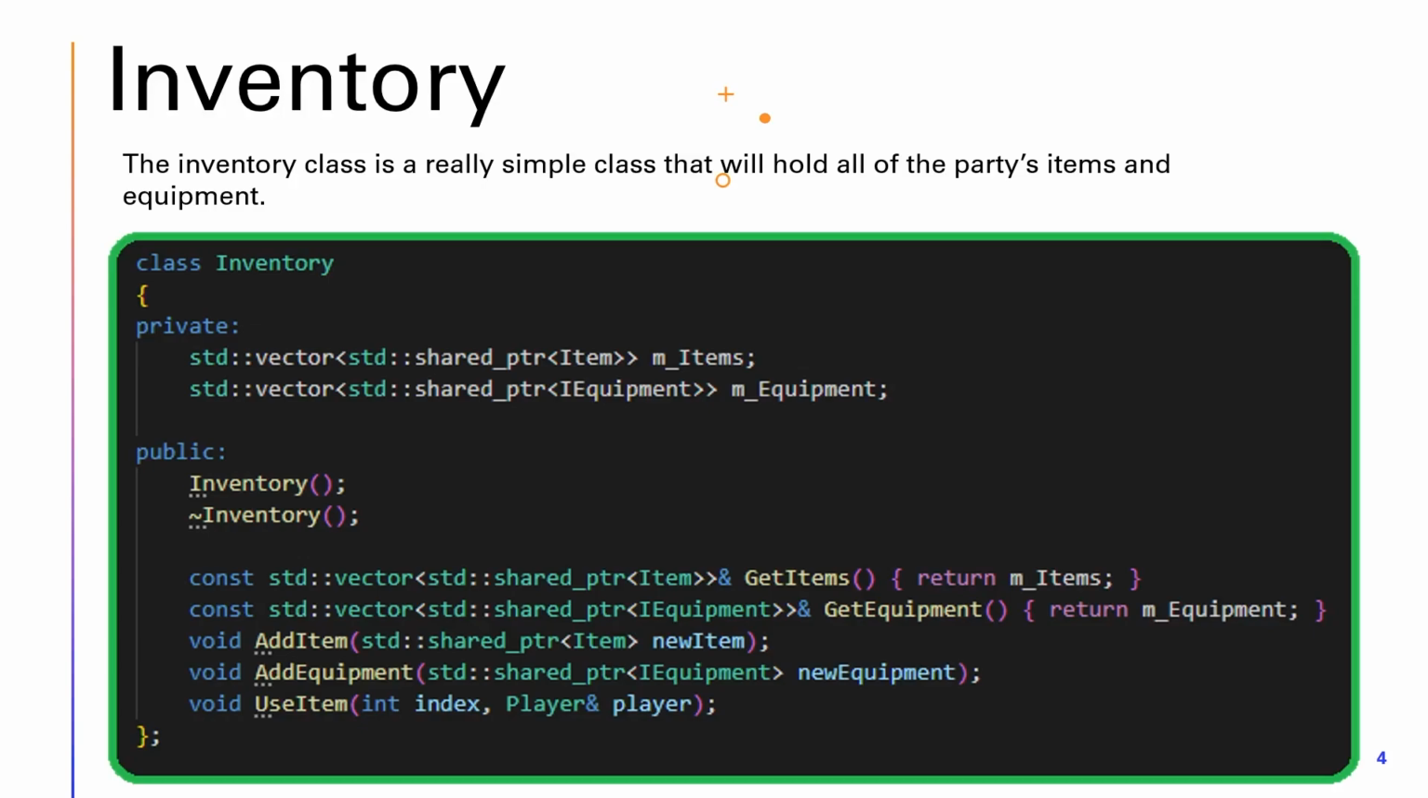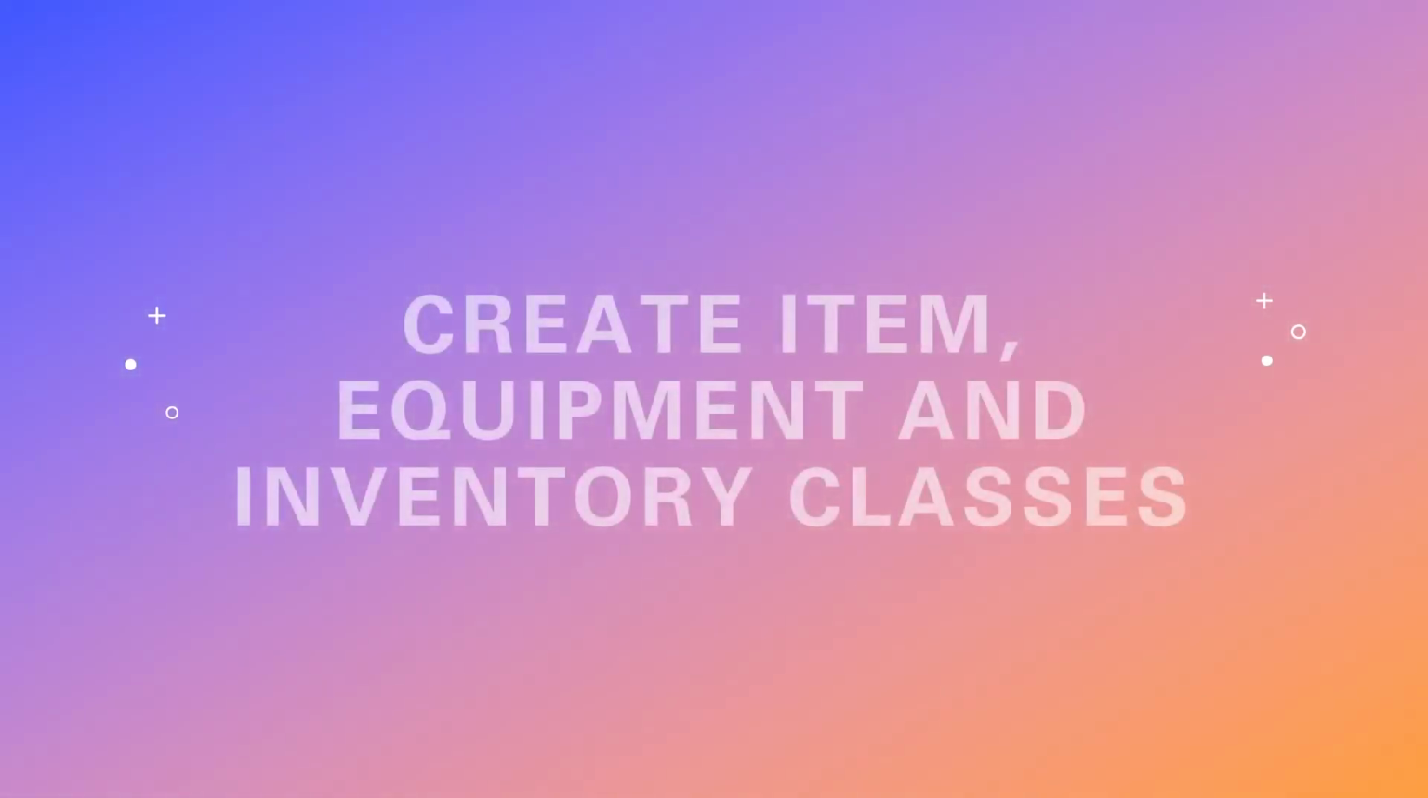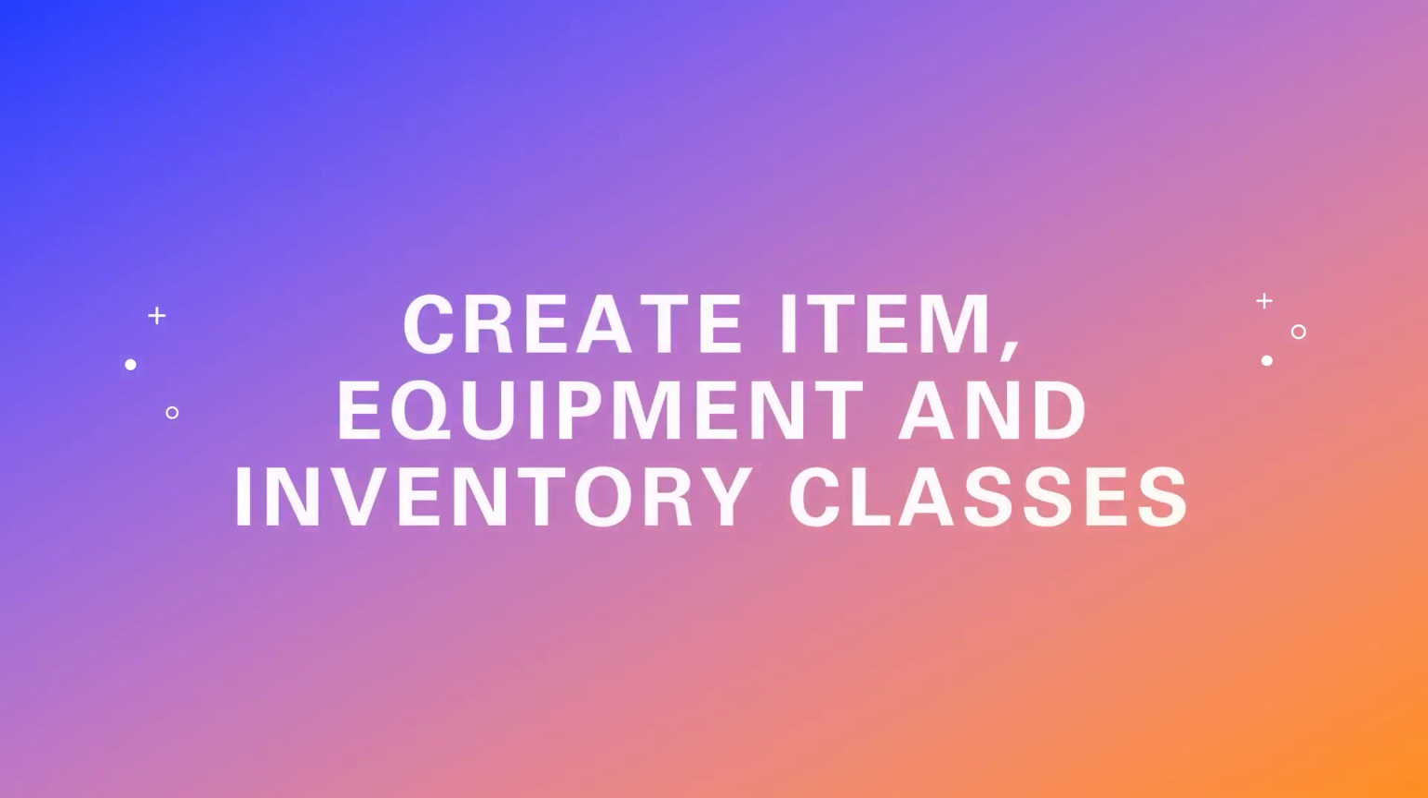And we're going to be using the abstract classes as our pointer, because if we have a pointer, we can use polymorphism here. That's why we're using those abstract classes, and we can use the child classes. Alright guys, let's create the item, equipment, and inventory classes.